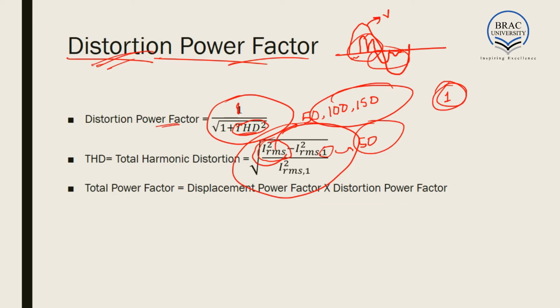So we want the total harmonic distortion in our system to be as low as possible. And the total power factor that we will measure, and that is actually effective, is displacement power factor multiplied by distortion power factor. Displacement power factor is calculated from the first harmonic, from the primary frequency components, and the distortion power factor is calculated from both the primary frequency components and the harmonics.